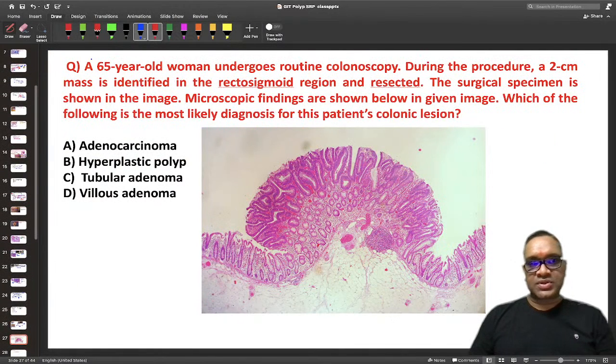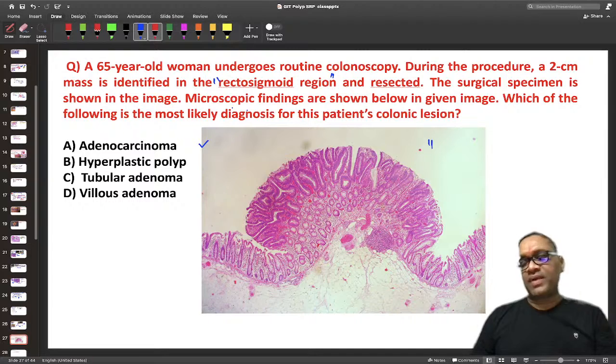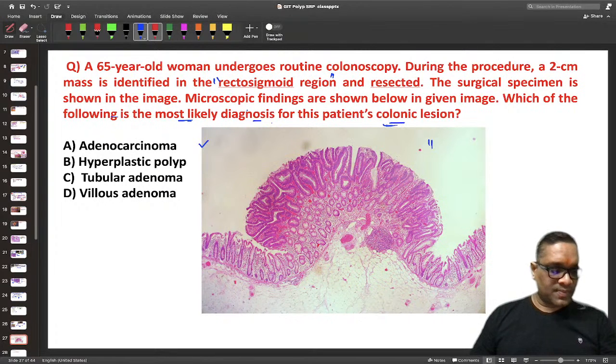Now come to the next question. A 65-year-old female undergoes routine colonoscopy. During the procedure, a 2 centimeter mass is identified in the rectosigmoid colon and it was resected. The surgical specimen is shown in the image here. Microscopic findings are shown below in this image. So which of the following is the most likely diagnosis for this patient's colonic lesion?